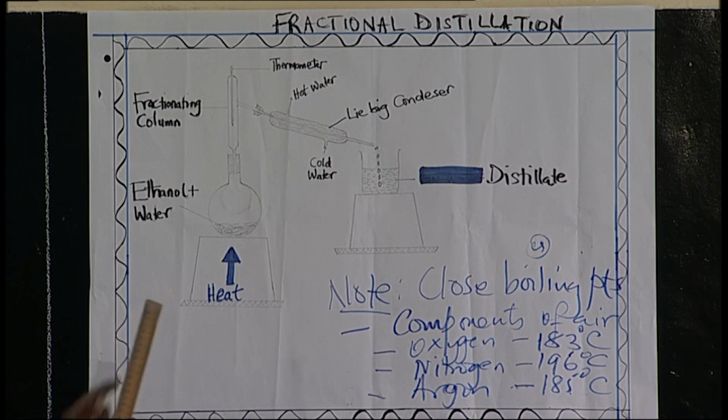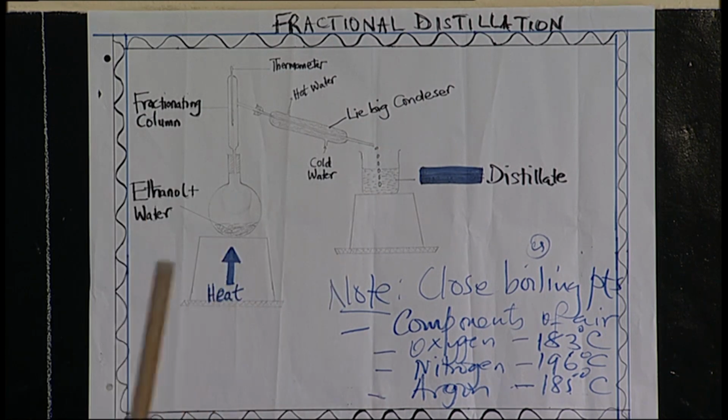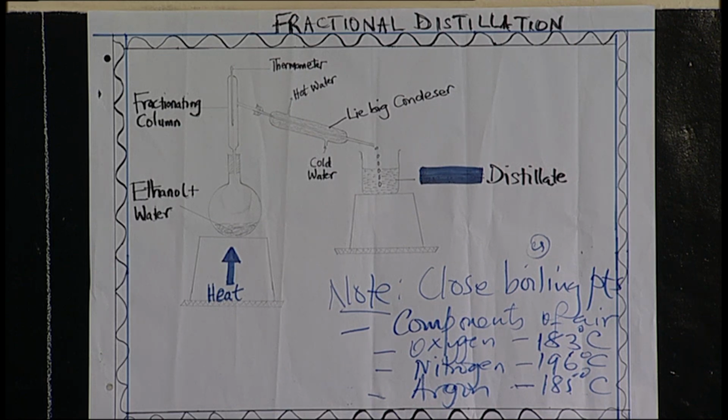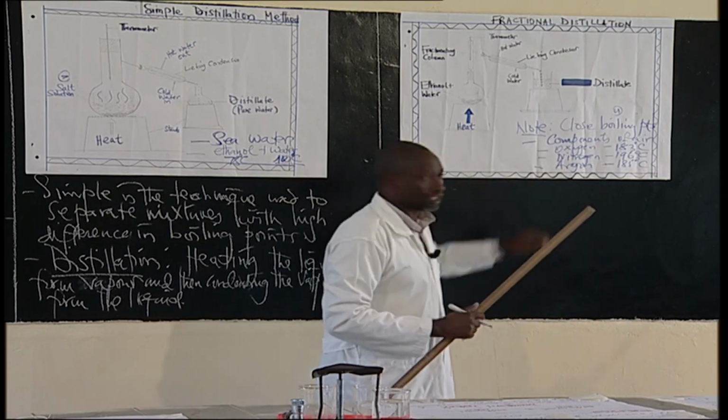So here, in this method, what is the purpose of the fractionating column? The fractionating column is the one that fractions these substances so that we can collect them in the form of fractions. That's why it is called a fractionating column with a thermometer, because, remember, we said that this depends on the boiling point of these substances.